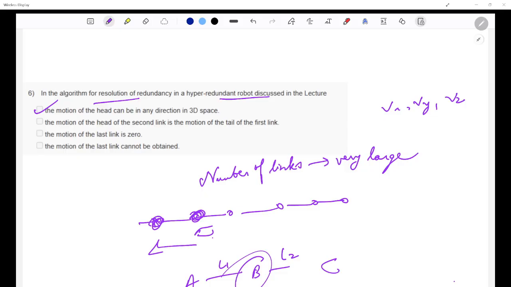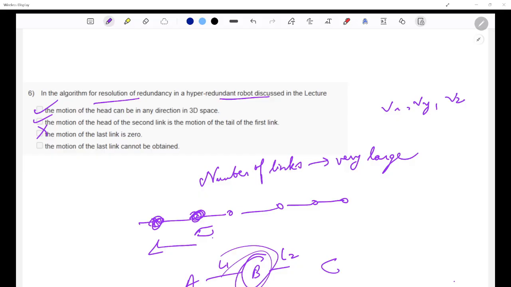Okay. For option B, the motion of the head of the second link is the motion of the tail of the first link. This is a very basic kinematic continuity condition. So, the velocity of B is the same for both the links. So, option B is also correct. In option C, the motion of the last link is 0. This is false. If the head moves, the motion propagates along all the links. Thus, the last link must move to maintain the connectivity.